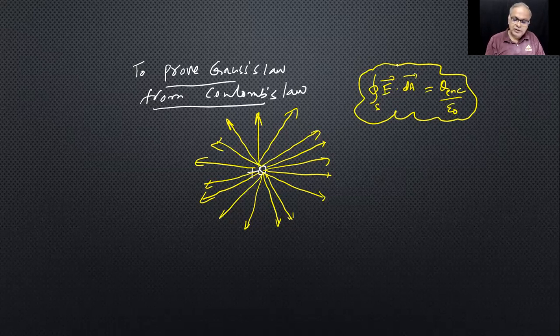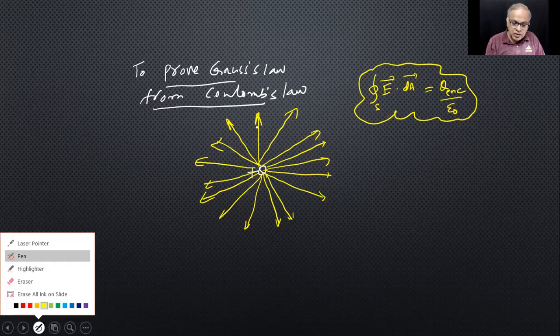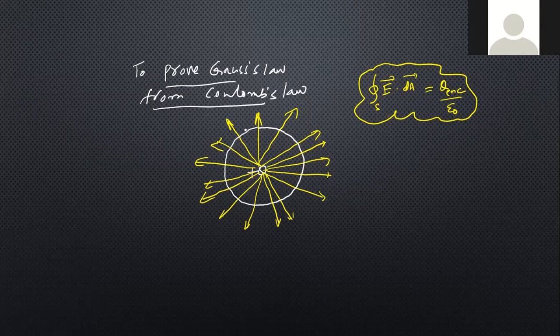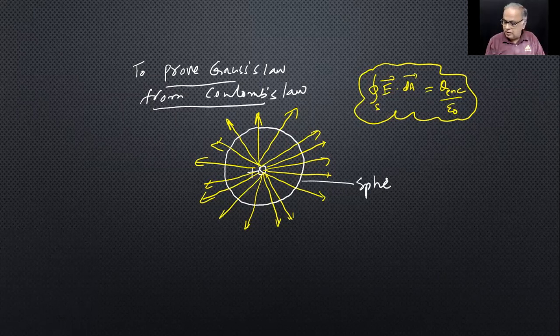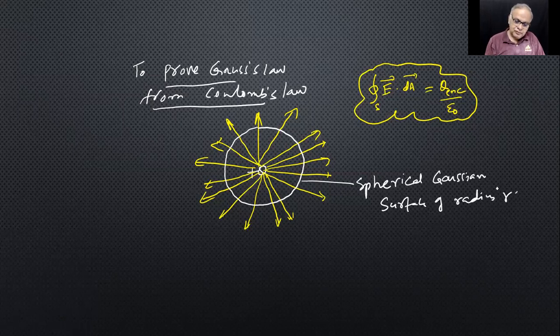So let me imagine a spherical Gaussian surface of radius r. Now, as usual, the method requires that I need to consider one small elementary area here, dA, whose direction is in this way, isn't it? Our job is to find out flux and show that that's equal to Q enclosed by epsilon 0.